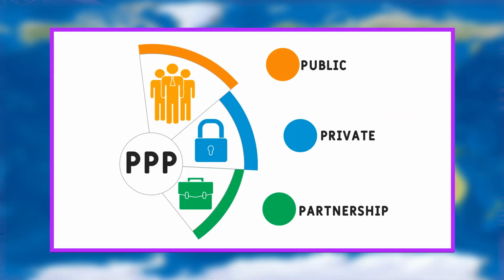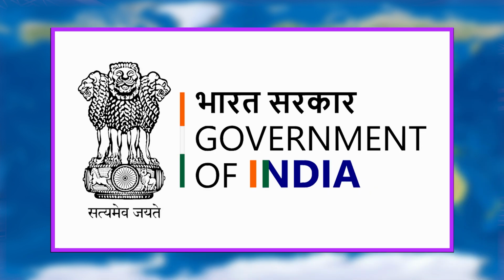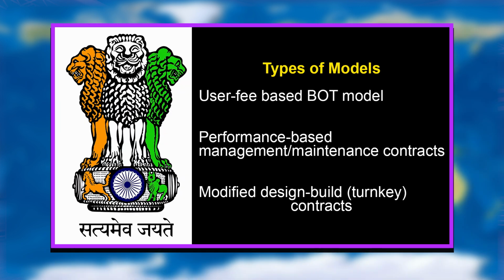As we know now, the public-private partnership, or PPP or 3P, by whatever name you may call it, is a commercial legal relationship defined by the Government of India. The Government of India recognizes several types of PPPs, including user-fee based BOT model, performance-based management maintenance contracts, and modified design build turnkey contracts. Today, there are hundreds of PPP projects in various stages of implementation throughout the country. The Government of India is actively promoting PPPs in many sectors of the economy.